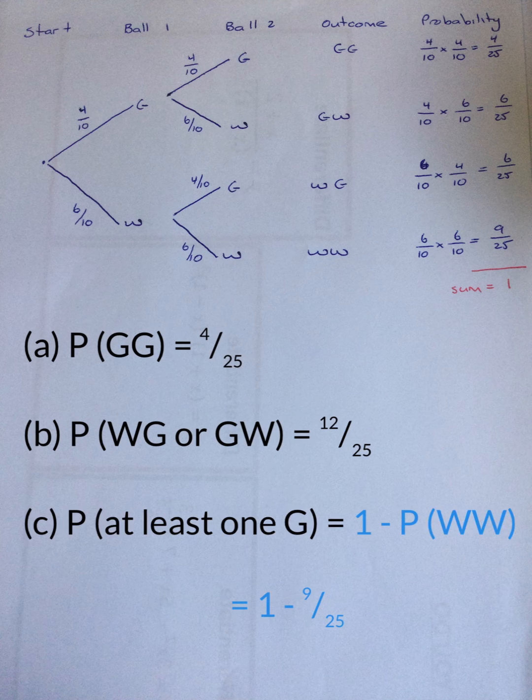For our final one, the probability of at least 1 green. Now, this could be any of the top 3, GG, GW, WG, and add those together. Or we actually can do 1 minus the branch that doesn't apply. So 1 minus the probability of two whites. So 1 minus 9 on 25 gives us 16 on 25.